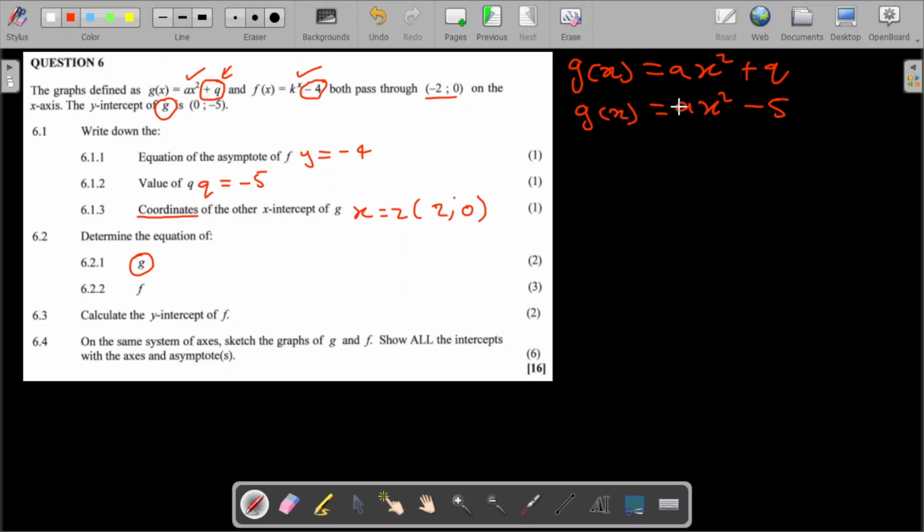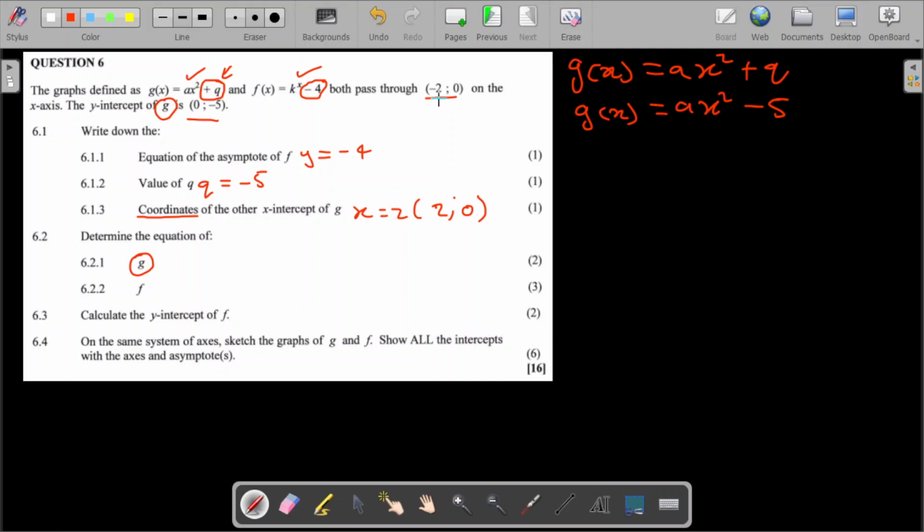Now, how do I find my value of a? I can use any point that is on the graph g. In this case, I have this point and also this point. But for now, let me use the y-intercept of g, where y is −5, and I'm looking for a. I can't use this other one because if I put it in, it makes this term become 0 and this is 0, which doesn't serve the purpose of what I'm doing here. Now let me use the other one.